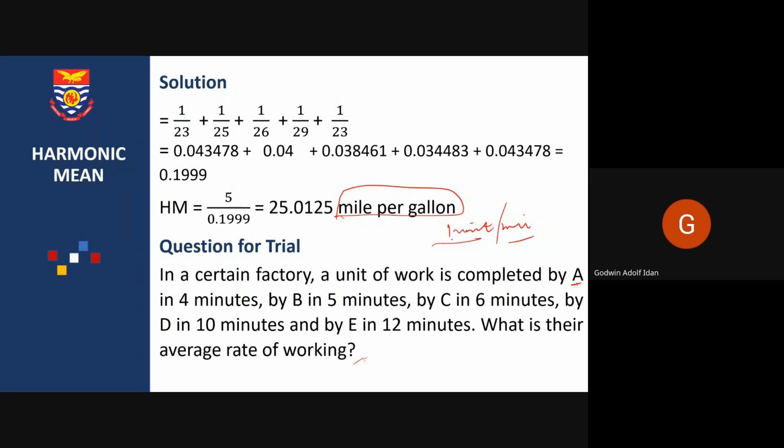1 unit of work done per minute. And that is why it is harmonic. So let's go through the same formula and then simplify this one. When we're done there, we move on to the other forms of central tendency.